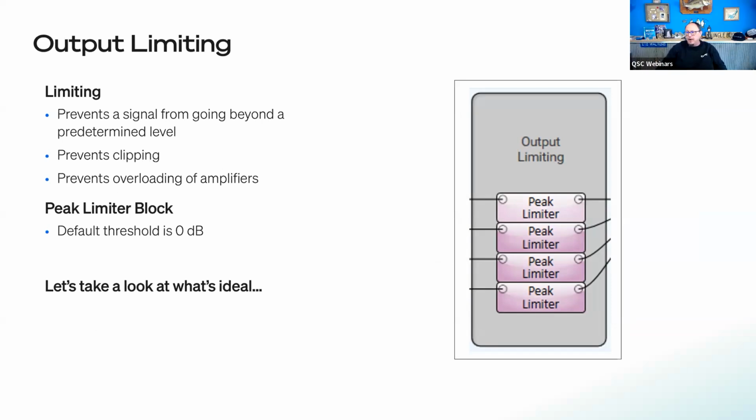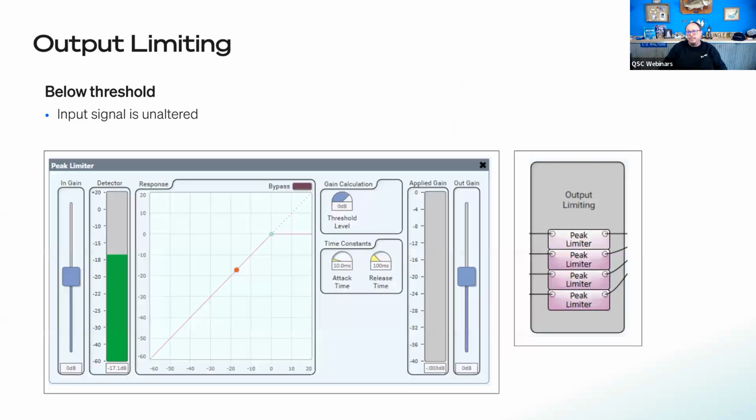A peak limiter block. The default threshold is 0 dB, but let's take a look at what's ideal. When we look at a limiting situation, when the input signal is below the threshold, it's not being affected, right? So when we set our limit at 0, we're saying, hey, we don't want it to go above 0 dB.